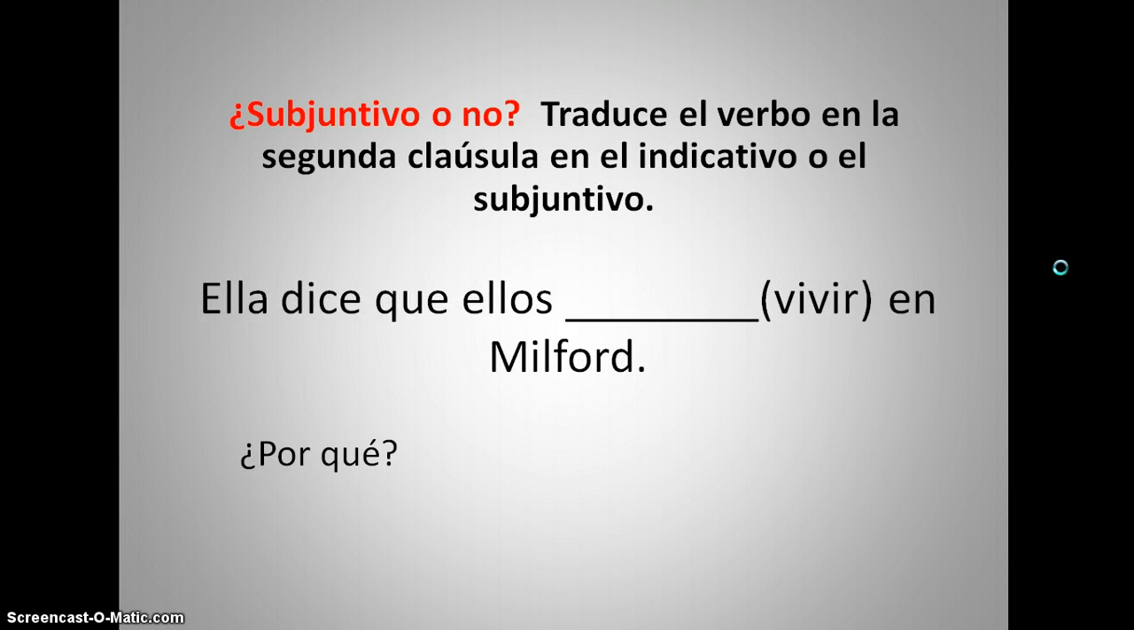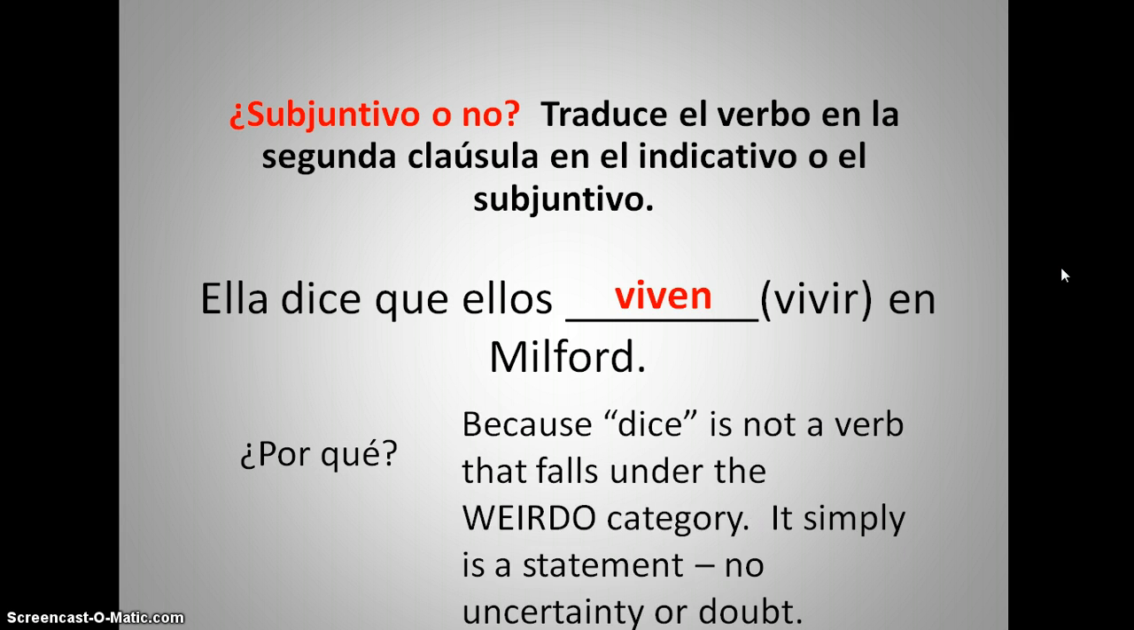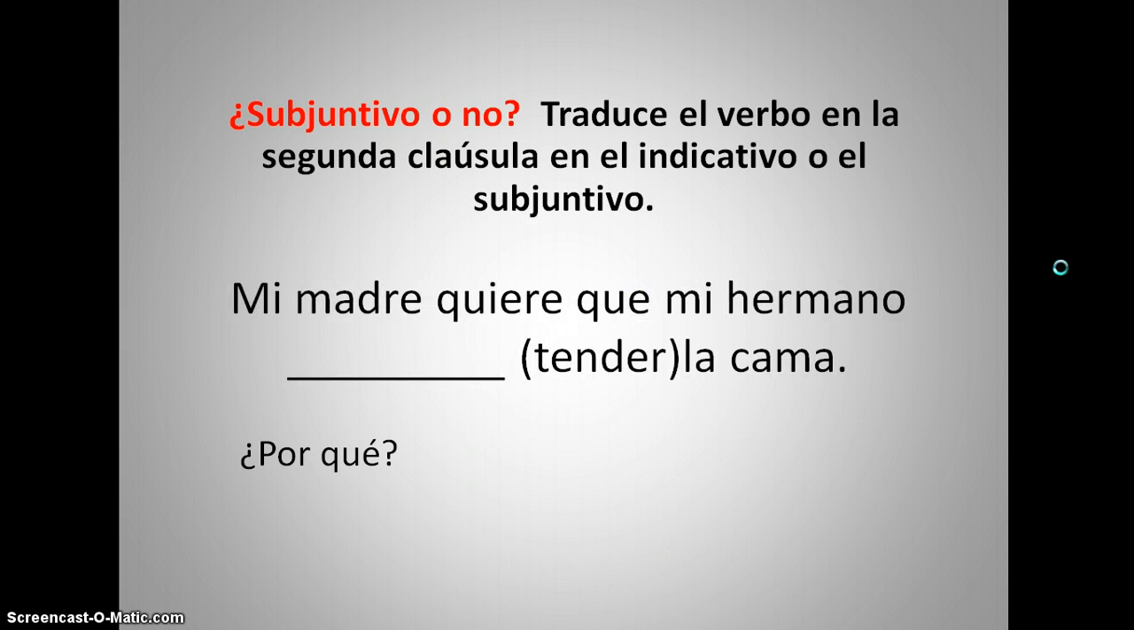Número 2. Ella dice que ellos blank en Milford. Viven. This is going to be in the indicative because dice is not a verb that falls under the weirdo category.